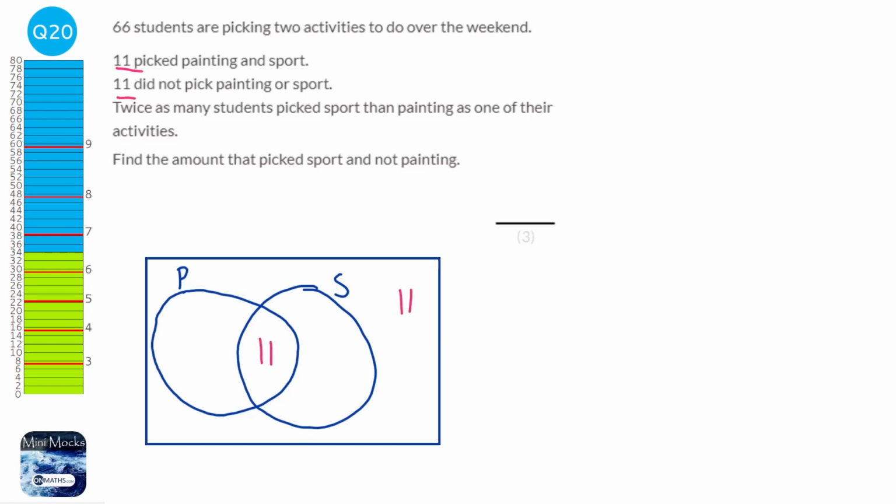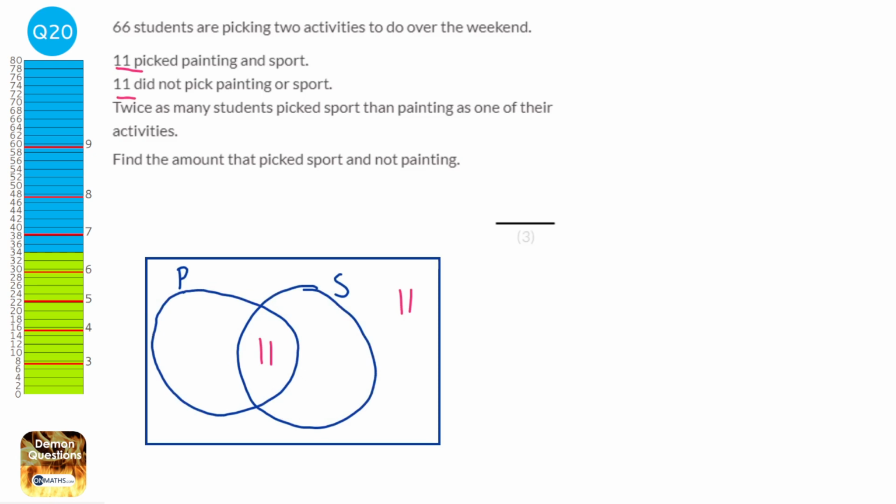Now here's the problem. It says twice as many people picked sport than painting as one of their activities. So it's saying that the total number in the sport circle is twice as big as the total number in the painting circle.